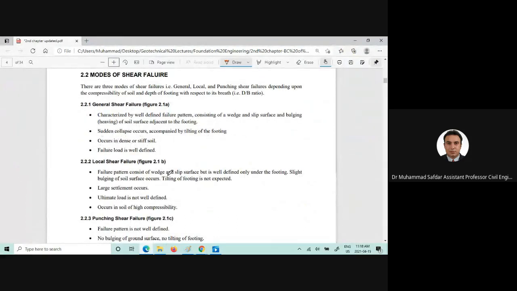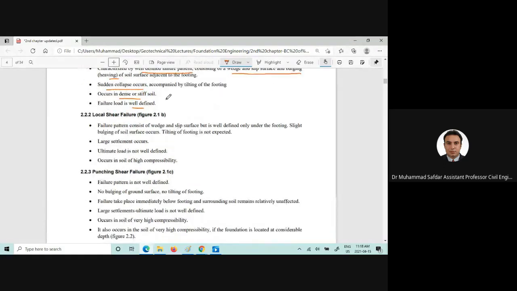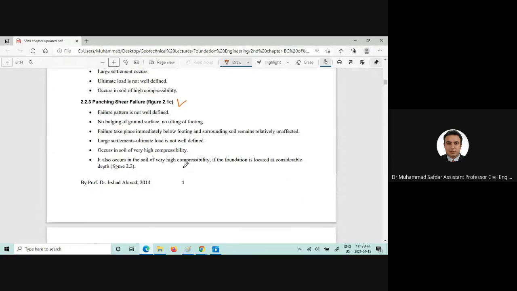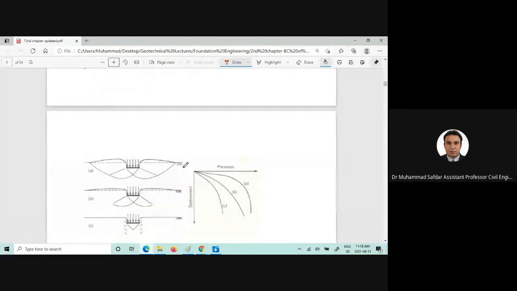The details and characteristics of each failure mode are given in section 2.2. So a well-defined failure pattern is there, having the wedge, slip surface, heaving characteristics, sudden collapse, occurring in dense or stiff soil, and a well-defined failure load. Similarly, for the case of local shear failure and punching shear failure, characteristics are given in each section.